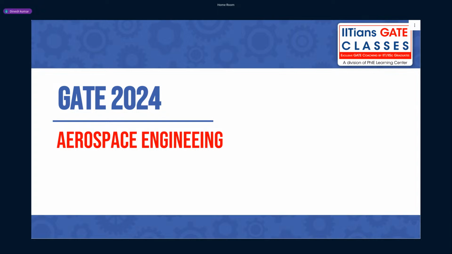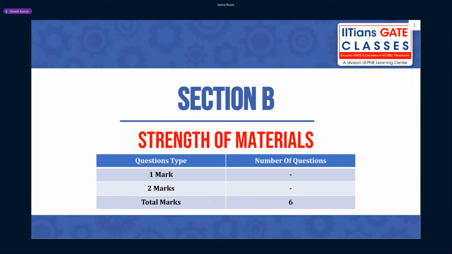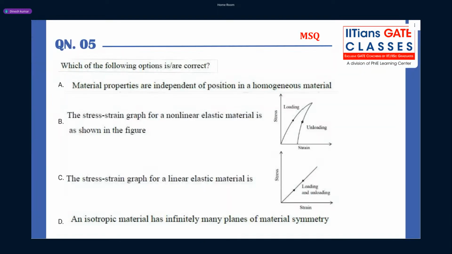So let's start with GATE 2024 Aerospace Engineering Strength of Material questions. And guys, there are a total of 6 questions from strength of material, and most of the questions are easy. Okay, so let's do them one by one. This is the first question, an MSQ, and it is from basic elasticity, or you can say a material-related question. What it says: which of the following options is or are correct?